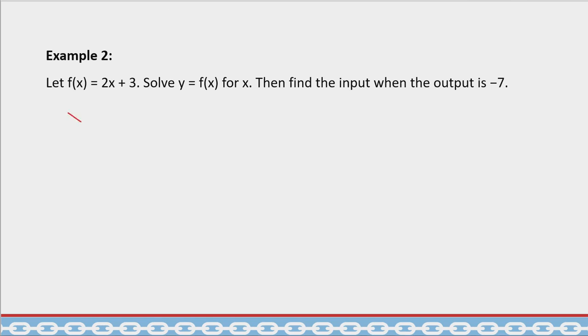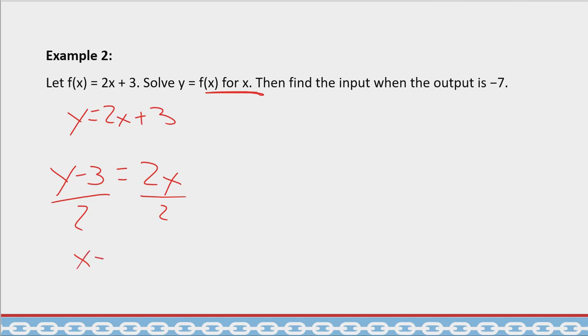So we are going to say y equals 2x plus 3. We're going to solve it for x. So we want to switch this from y equals to x equals. So we're going to work to isolate x. To do that, we would subtract the 3 away. Right? Now we're trying to get x by itself instead of y by itself. And I would divide out that 2. So x equals y minus 3 over 2.